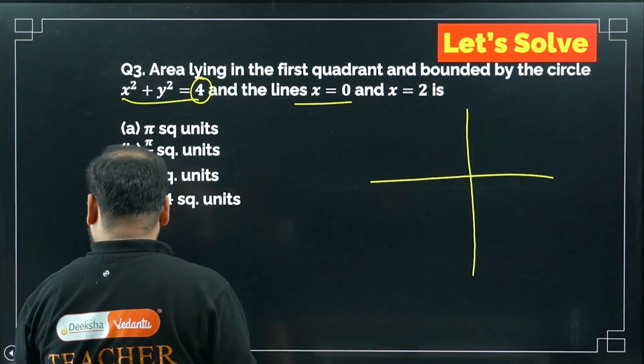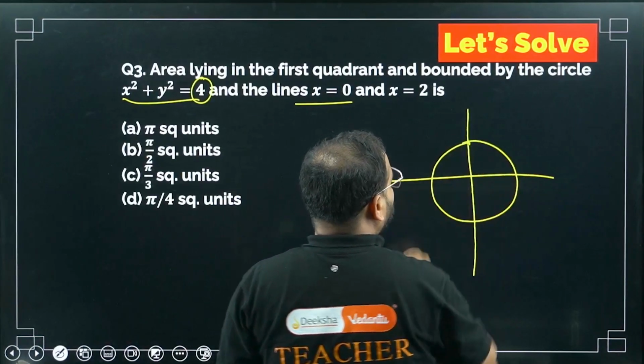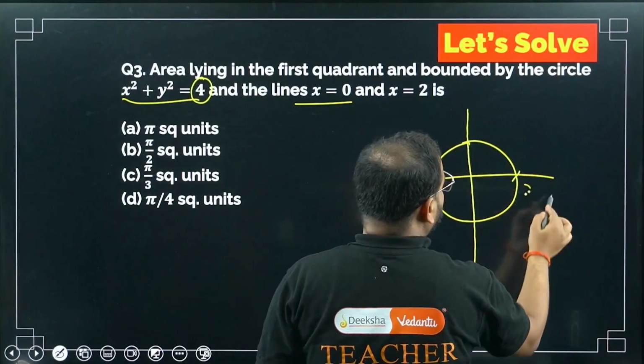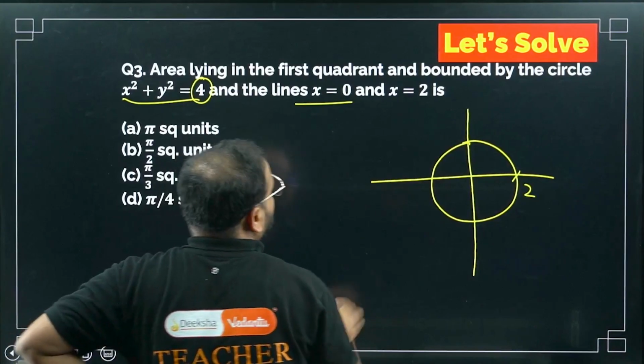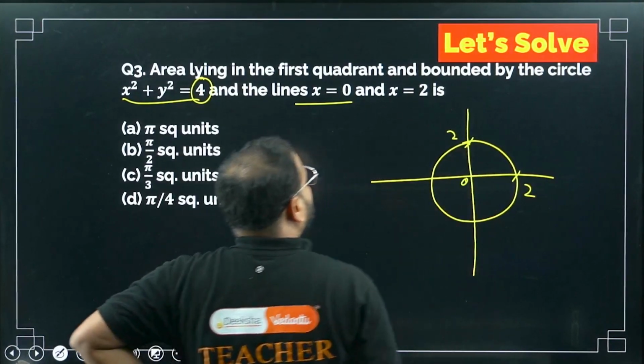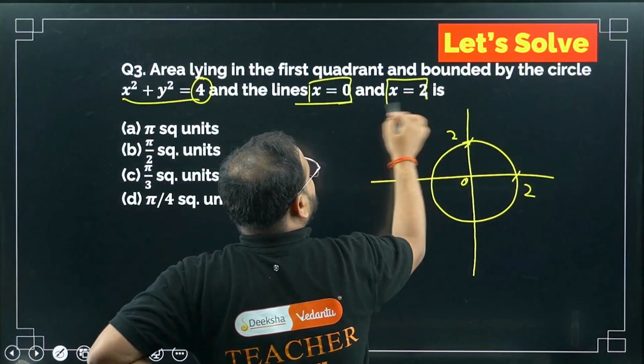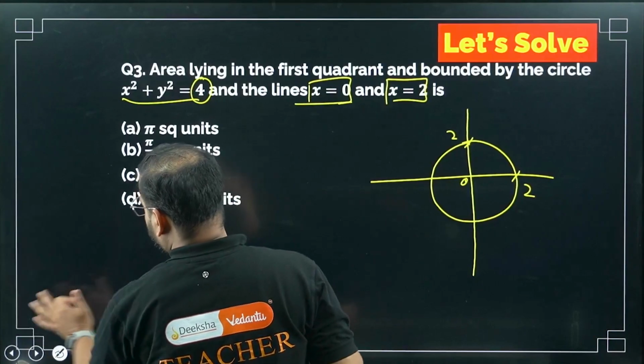I'm not particularly excellent with the figure, sir. I know that you know that by now. This is going to be my 2 value, the radius. This also is 2, the y coordinate. This is the origin, so 0. What are they asking? From x equal to 0 to x equal to 2. So basically, they're asking us to find this area, no?